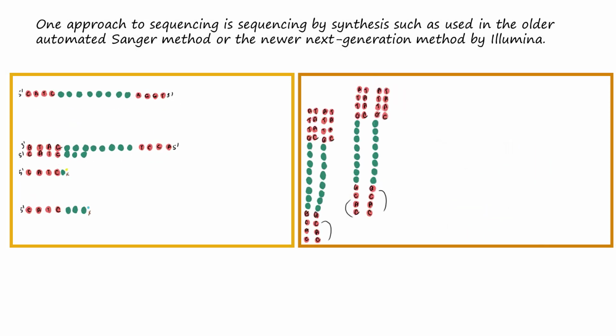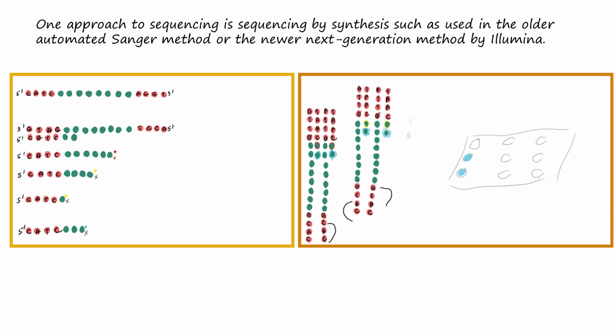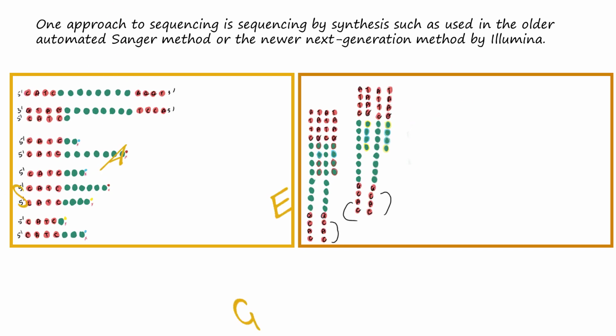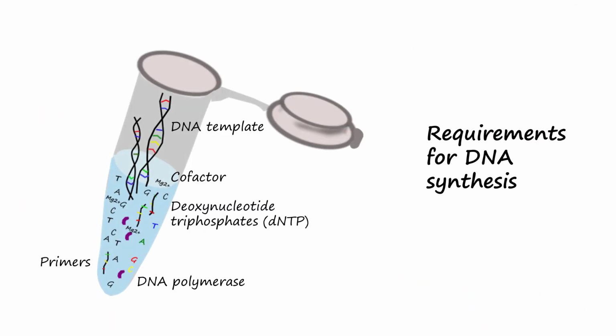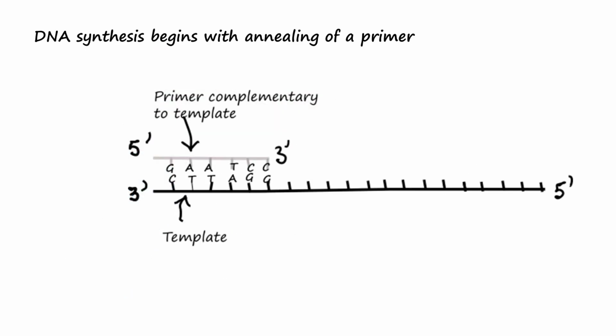One approach to sequencing is sequencing by synthesis, such as used in the automated Sanger method or Illumina's next-generation method. As sequencing is carried out by DNA synthesis, its requirements are as for DNA synthesis: a DNA primer to initiate the replication, DNA polymerase to link nucleotides, and the four deoxynucleotide triphosphates, dNTPs. The synthesis process begins with the annealing of the primer.